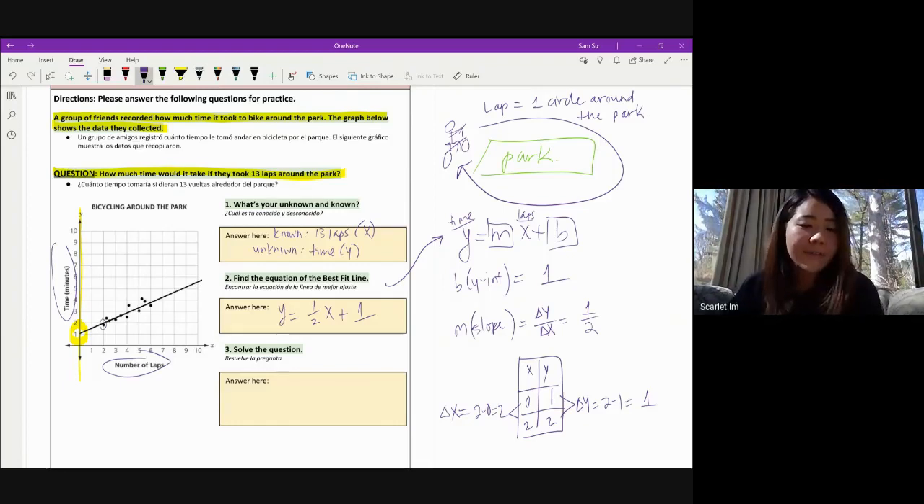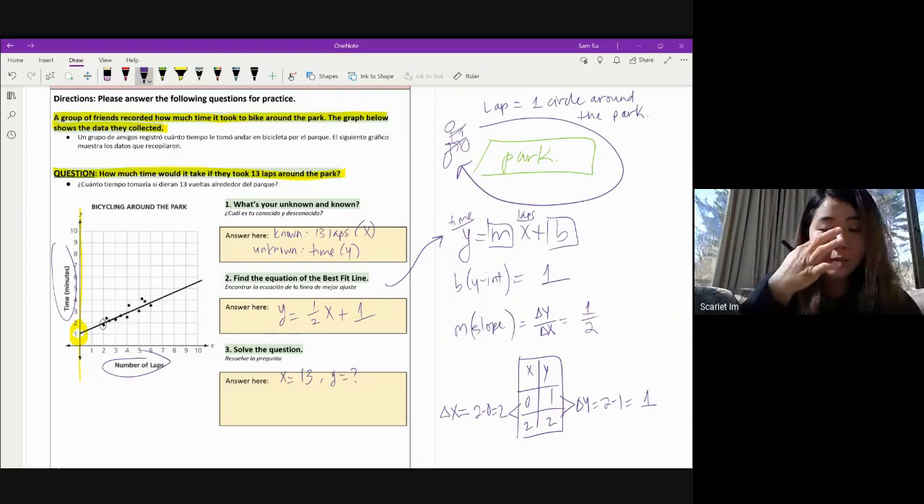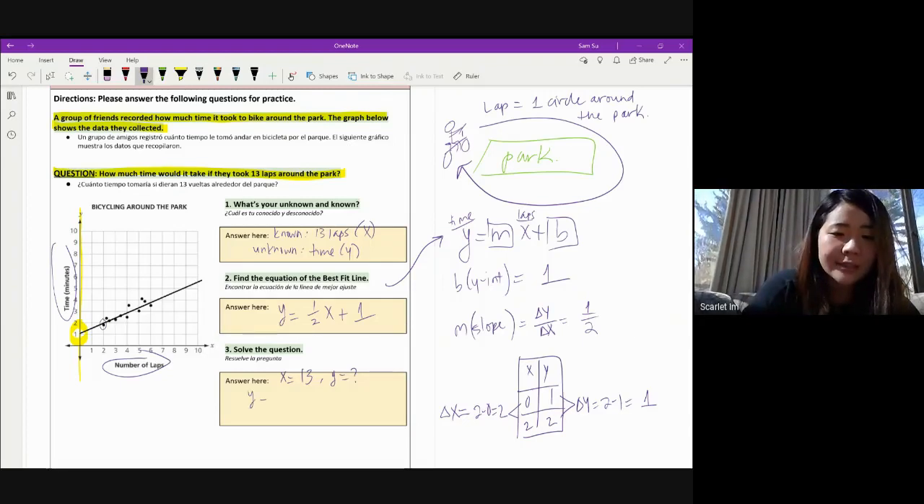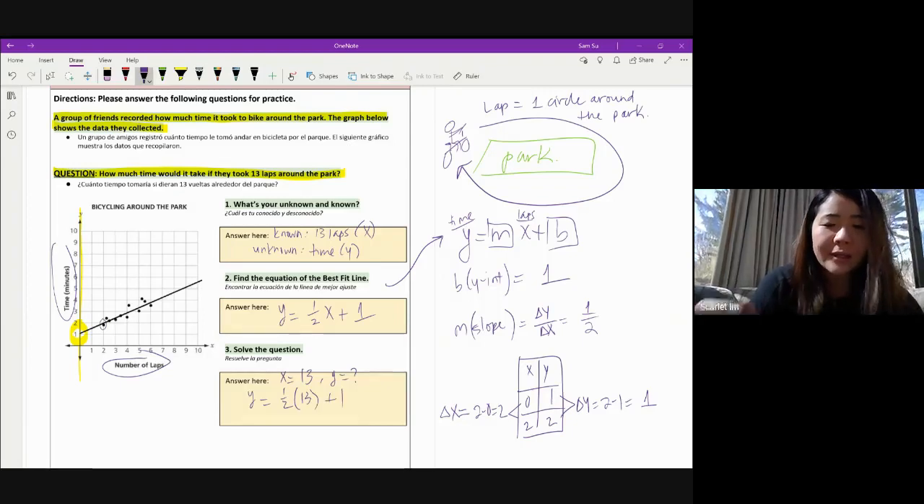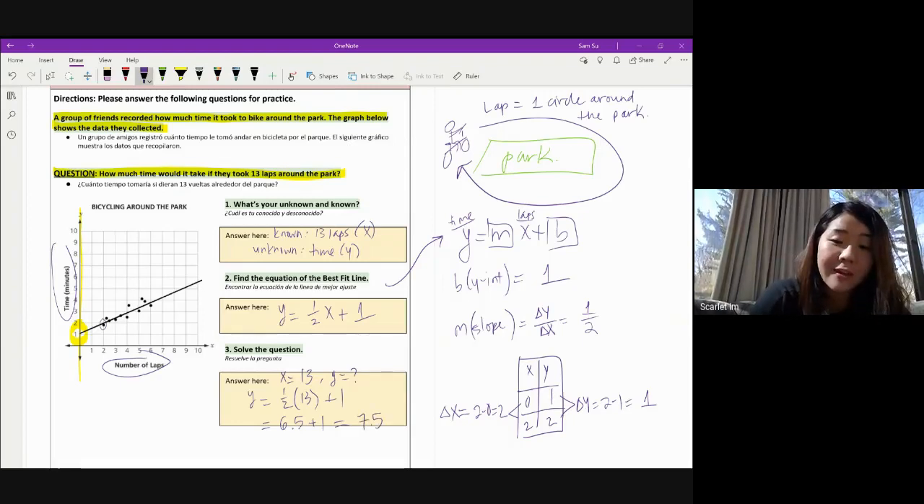And now I have to solve the equation. So I know that my x is equal to 13, and I'm solving for y. So basically, I just plug in x: 1/2 times 13 plus 1. That's going to be a decimal. So that's going to be 6.5 plus 1, because half of 13 is 6.5. And that's going to be 7.5. And I know it's going to be minutes. So that is my answer.